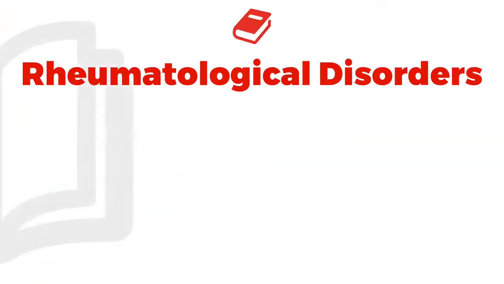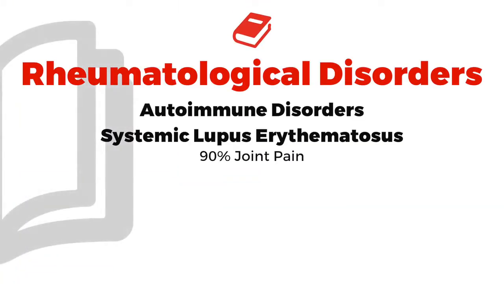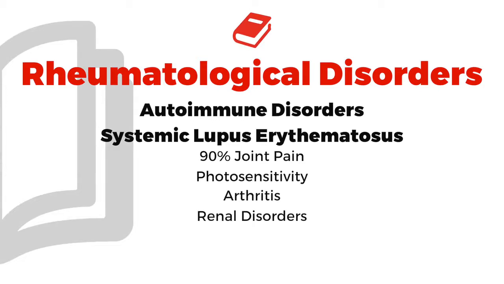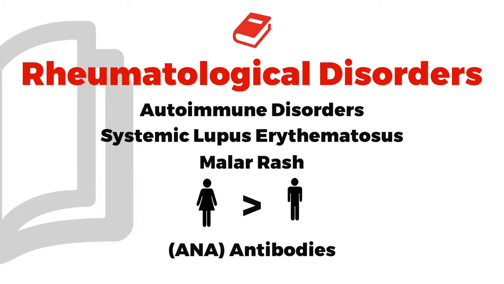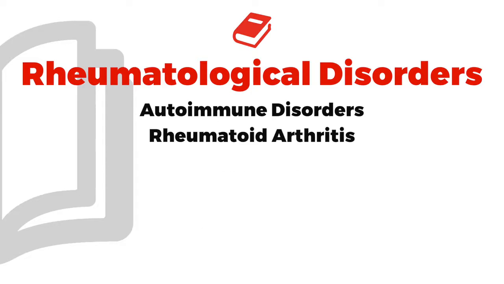90% of these patients have joint pain. They also can have photosensitivity, arthritis, renal disease. They can have a list of other things, but big picture, malar rash, women greater than men, ANA antibodies. All right, let's move on to rheumatoid arthritis then. Rheumatoid arthritis, again, immune complex disease.